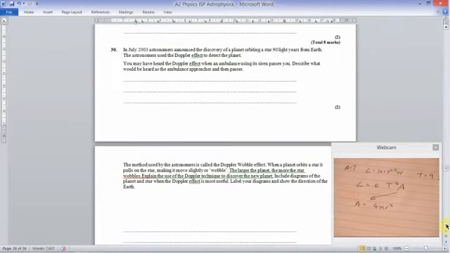30, Doppler effect. In 2003, astronomers announced the discovery of a planet orbiting a star 90 light years from Earth. Astronomers use the Doppler effect to detect the planet. You may have heard of the Doppler effect when an ambulance uses its siren going past you. Describe what you'd hear as an ambulance approaches and passes.